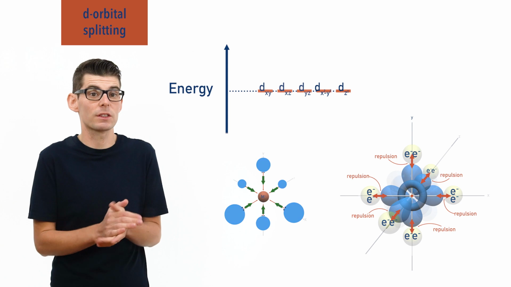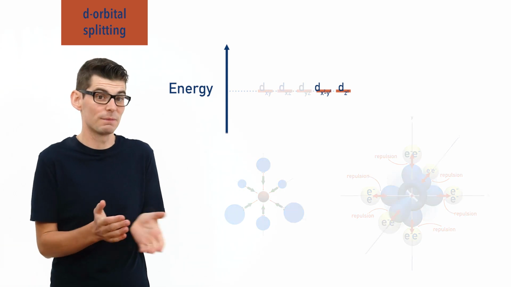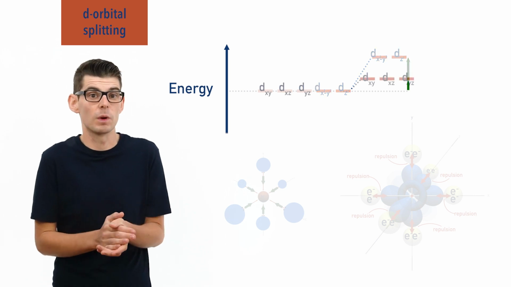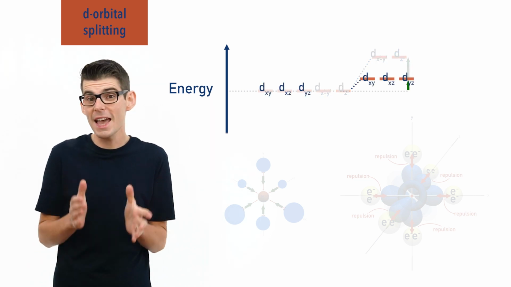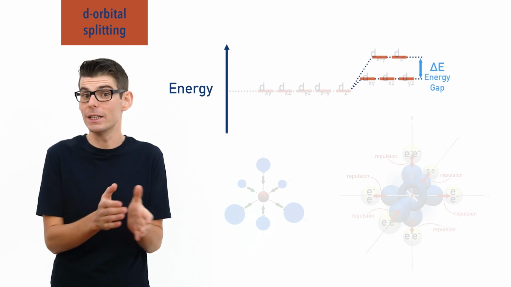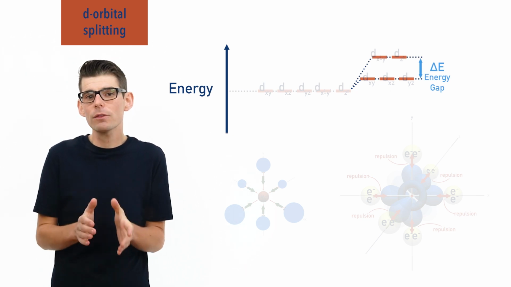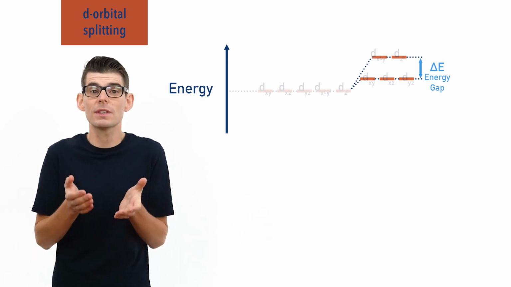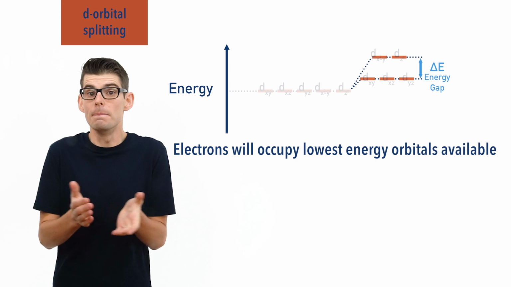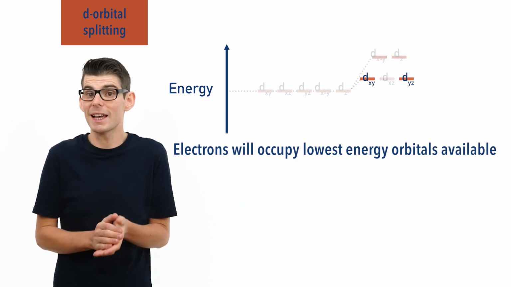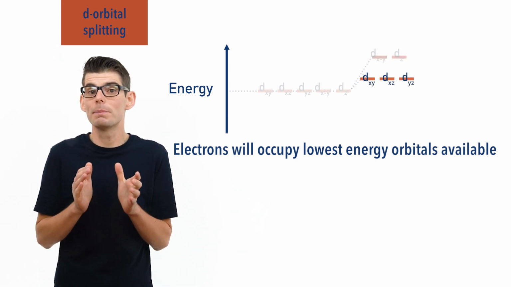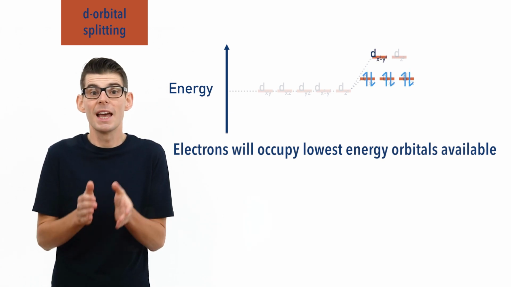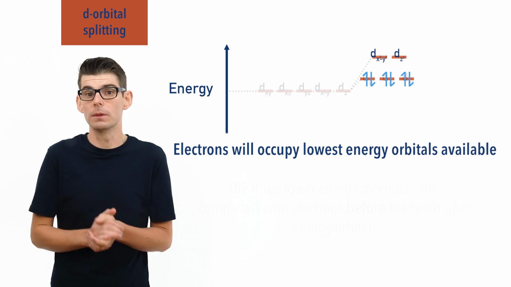2 of them, dx² minus y² and dz² to be specific, increase in energy more than the other 3, dxy, dyz and dxz. There is an energy gap between the split d orbitals. The electrons in an ion's outer d subshell are always going to occupy the lowest energy orbitals available, meaning the dxy, dyz and dxz orbitals fill completely with electron pairs before the dx² minus y² and dz² orbitals fill.